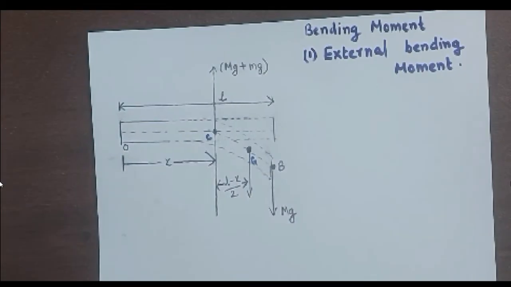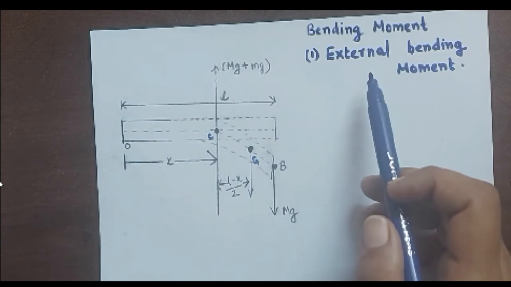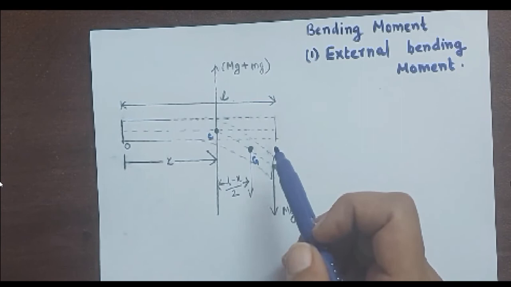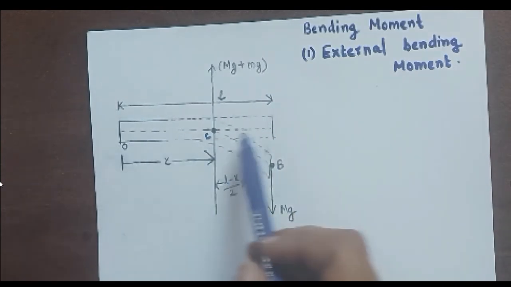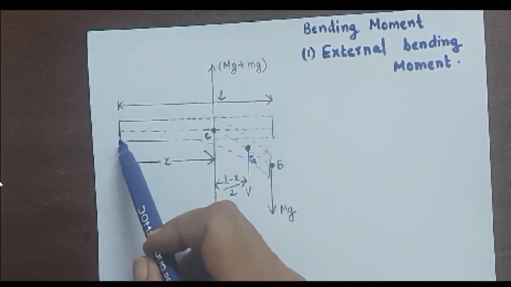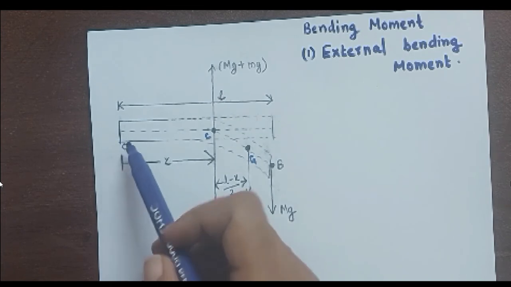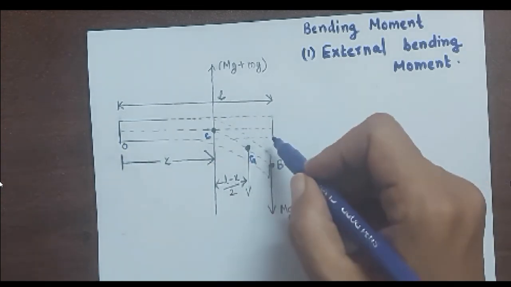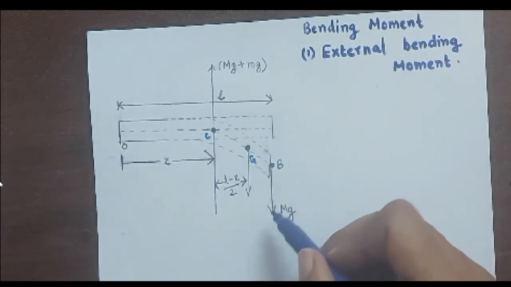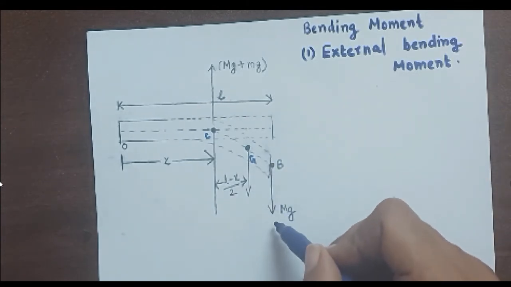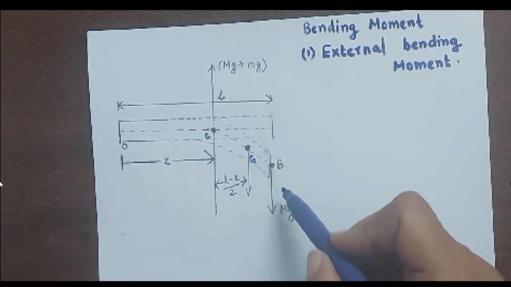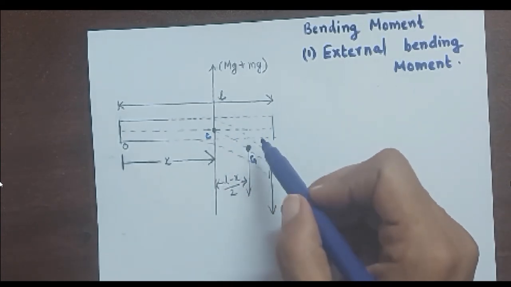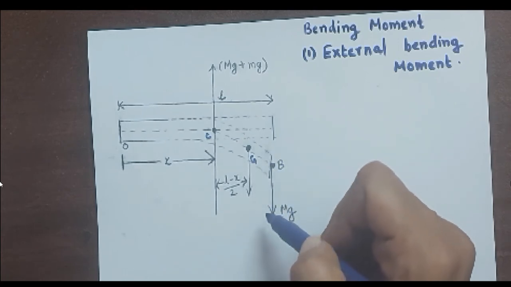Hello students, today we are going to see bending moment, in that external bending moment. For that we consider one cantilever. Cantilever means a beam which is fixed at one end, and at the other side of the beam we will attach some weight mg, and because of gravity it will act in the downward direction, because of which the beam will bend like this. Initially it was like this without weight, and after the weight is attached it will move in the downward direction.